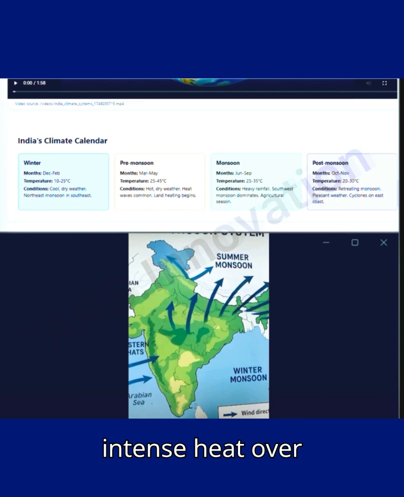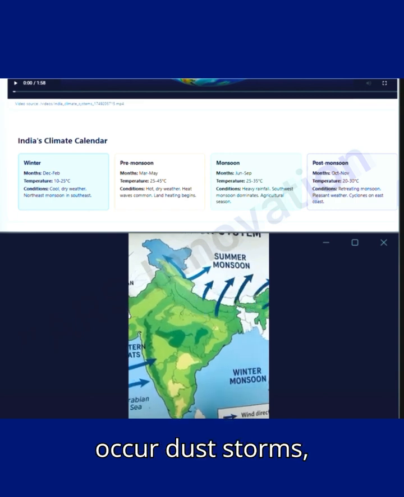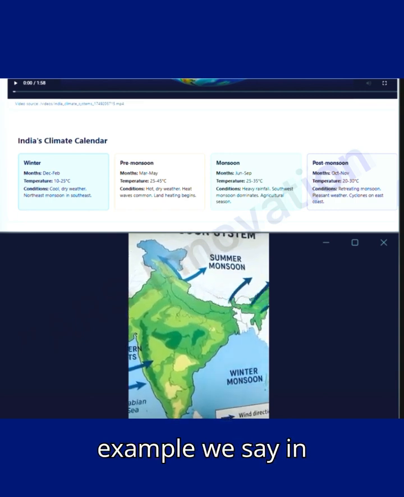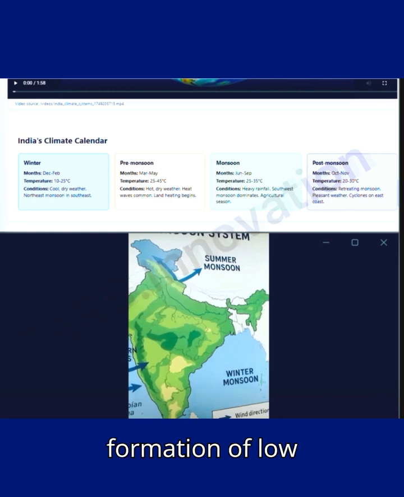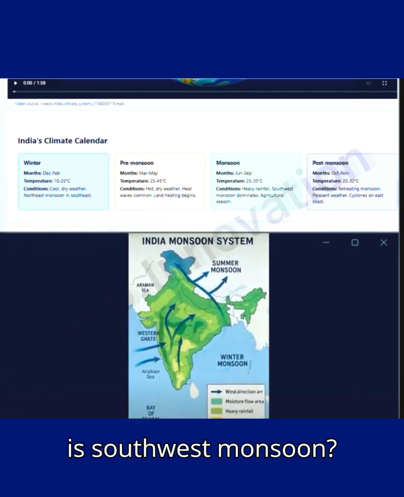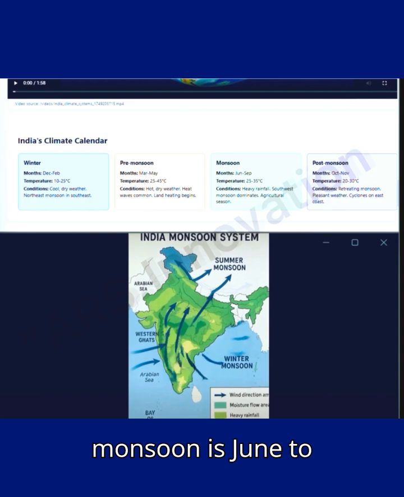This pre-monsoon or summer occurs from March to May. What will happen? Intense heat over northern India, dust storms, and heat waves, for example in Rajasthan and Delhi, and the formation of low pressure over northwest India.